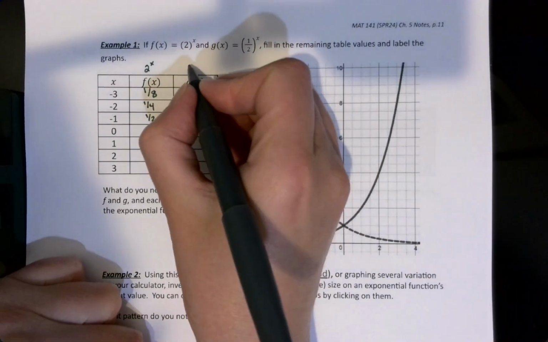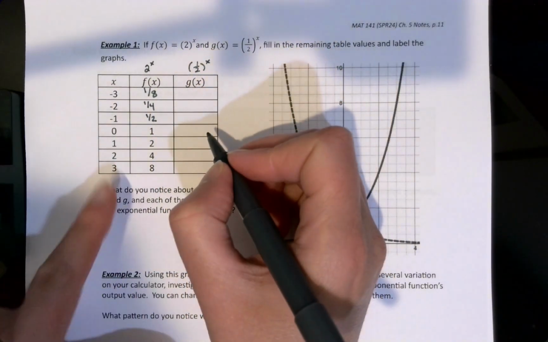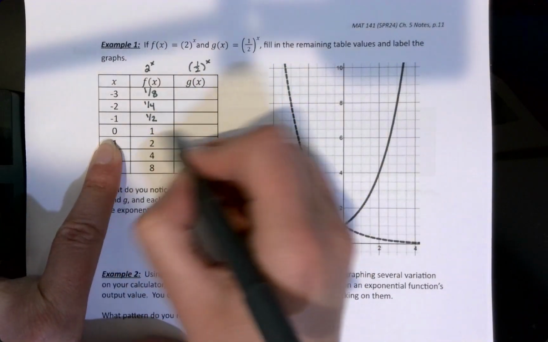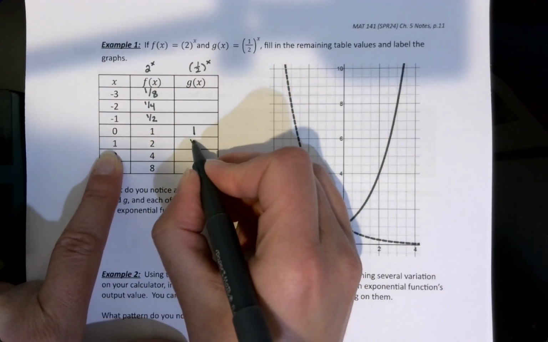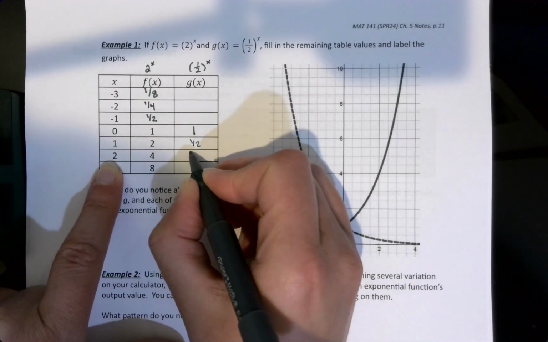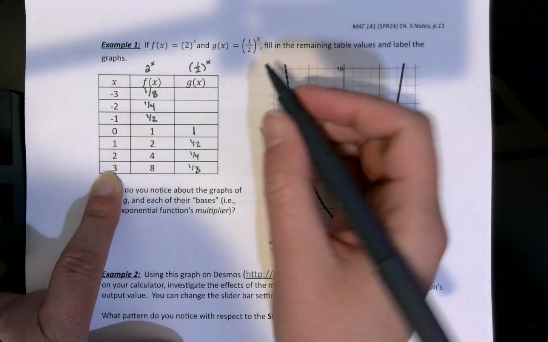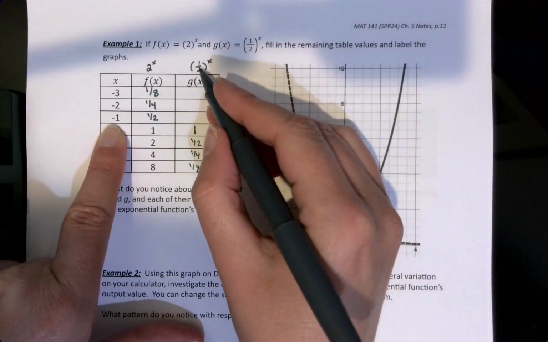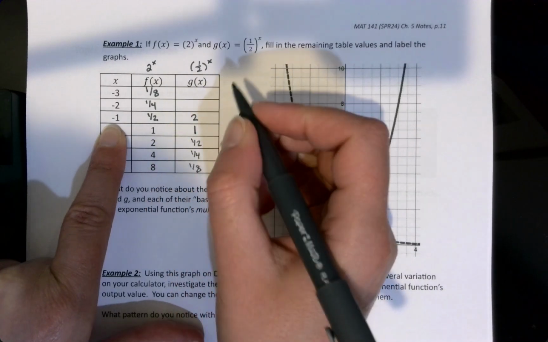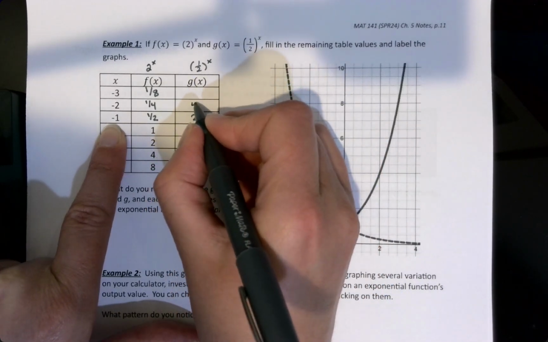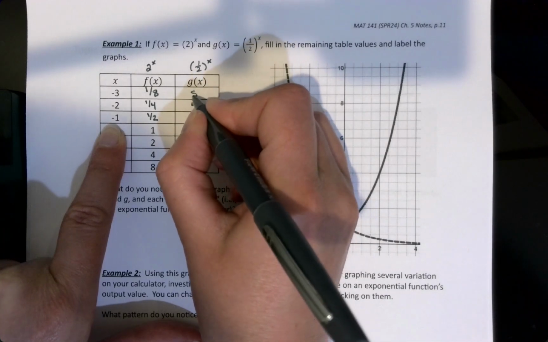For the g of x function, we're going to take 1/2 to the x power. Starting with 0, anything raised to the 0 power is 1, so 1/2 to the 0 is 1. 1/2 to the first power is 1/2. 1/2 squared is 1/4. 1/2 cubed is 1/8. When I get to the negative powers, it's going to flip the fraction. So 1/2 to the -1 is going to be 2. 1/2 to the -2, 2 squared is 4. 1/2 to the -3, 2 to the third is 8.